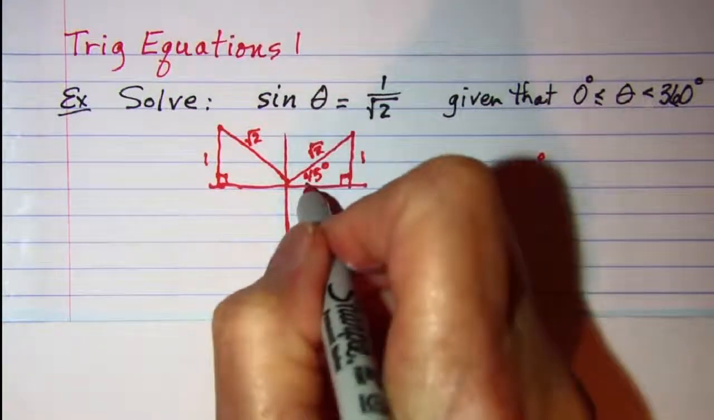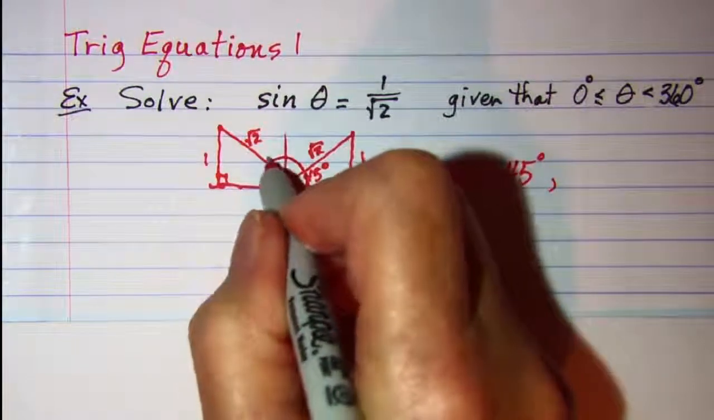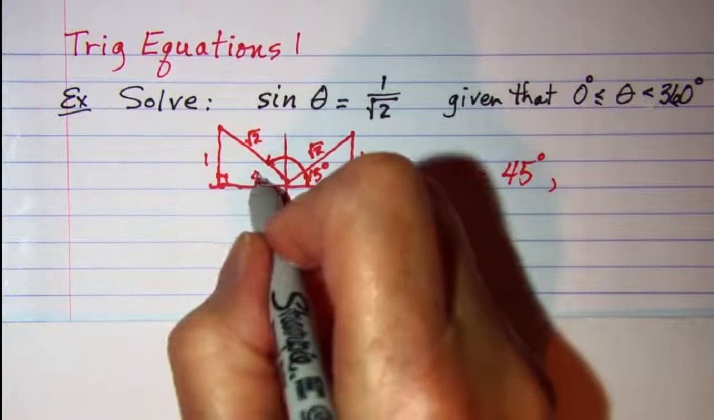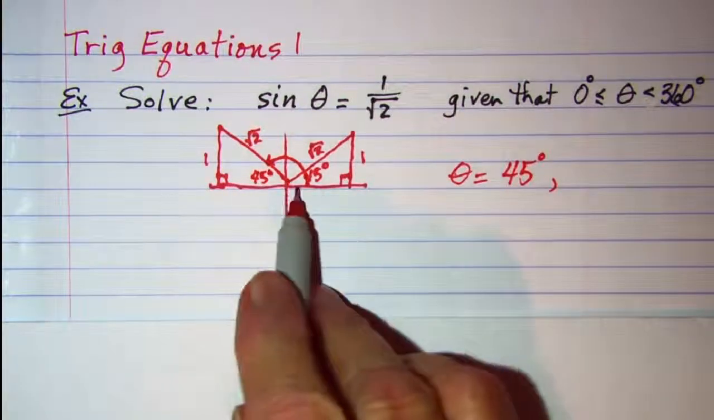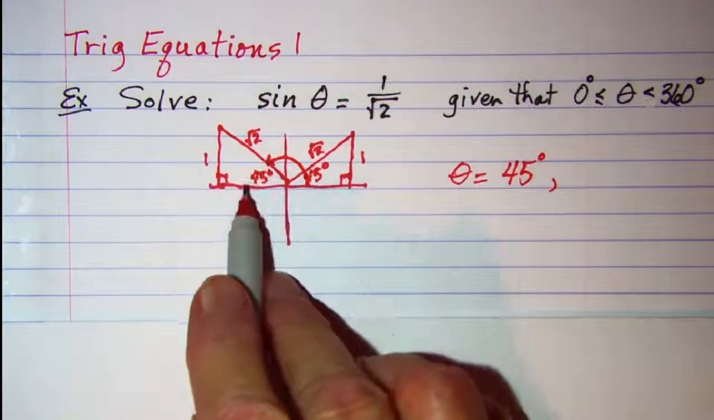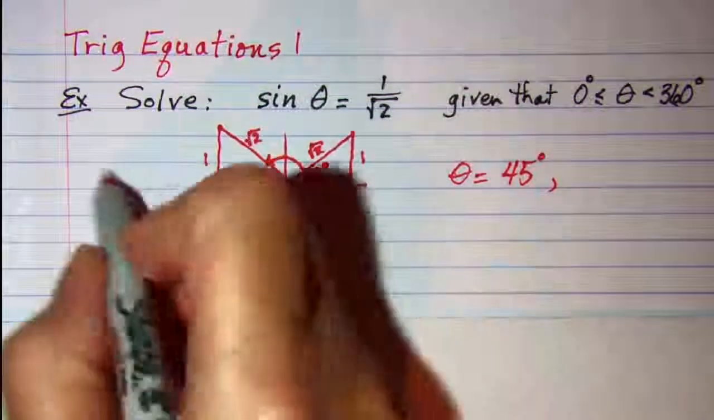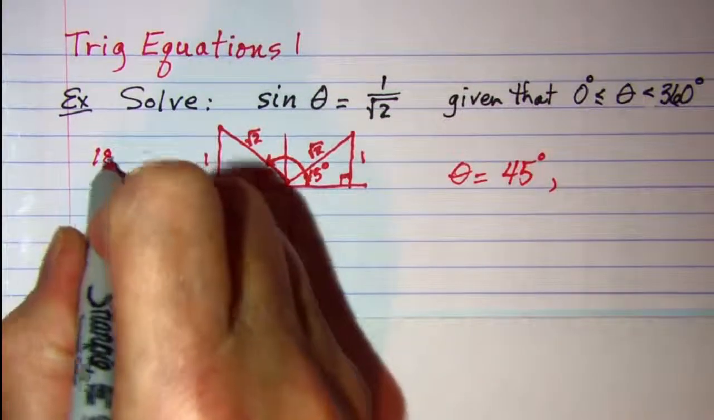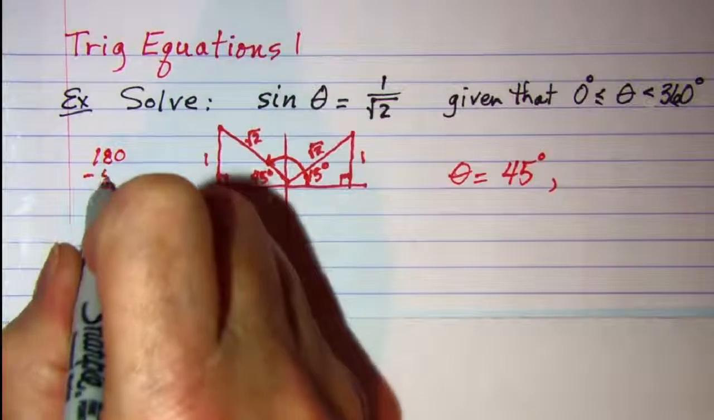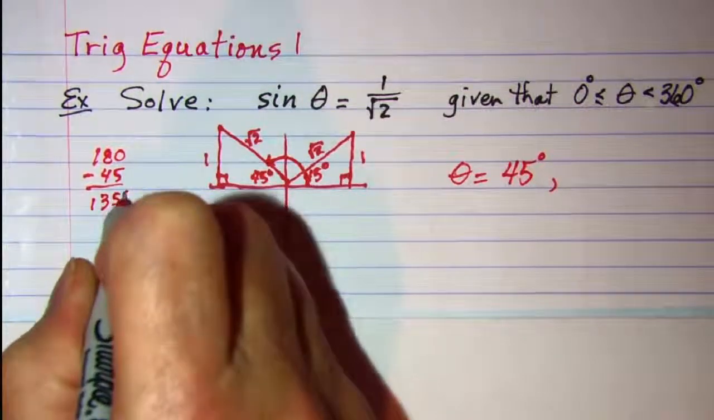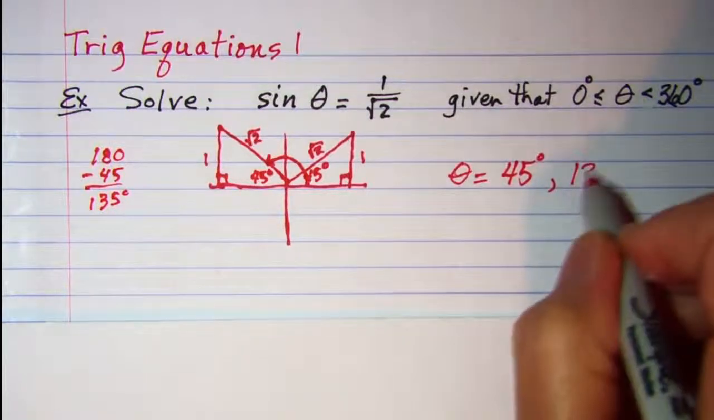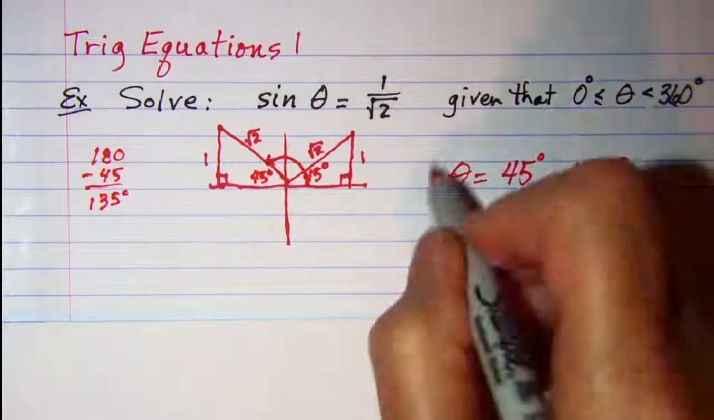And then the other one, I have a 45-degree reference angle, but I need to take 180 and subtract 45 to get that value, and I can see that it's going to be 135. So 135 degrees.